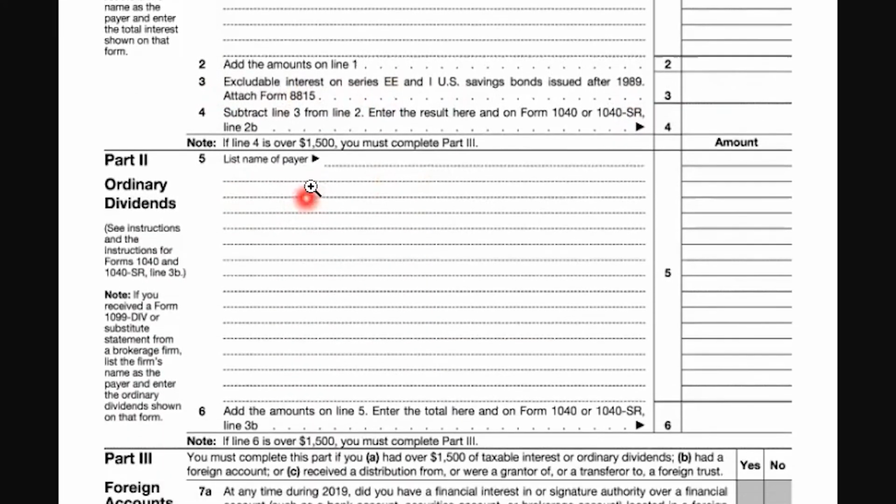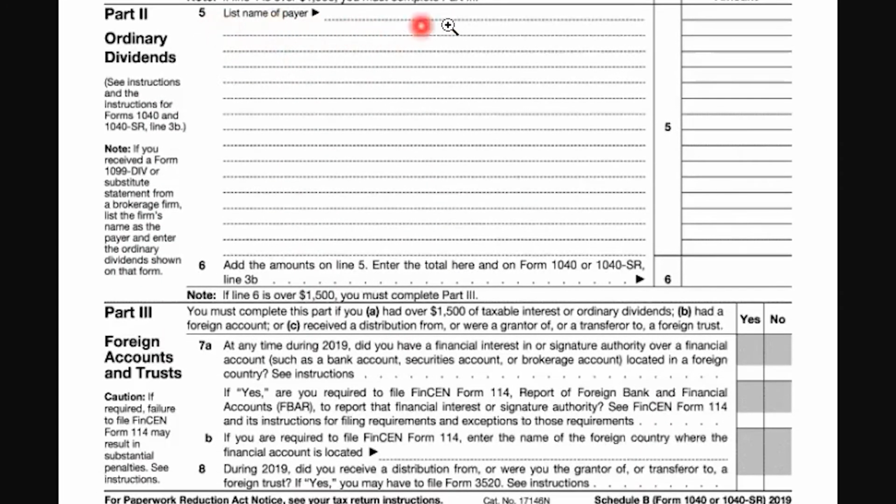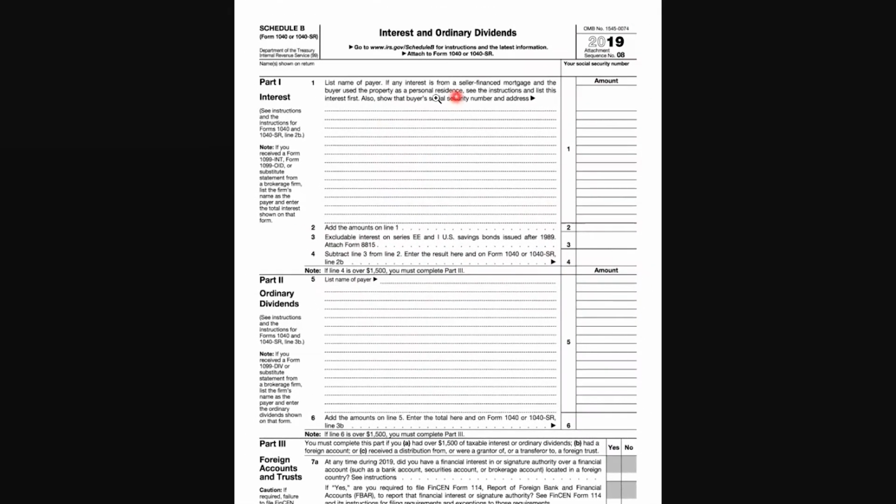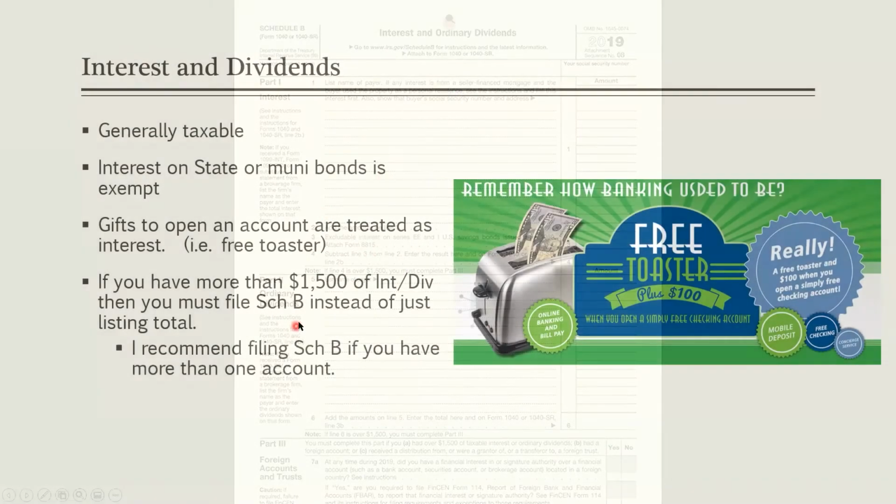And then down here, we list our dividends. Here you list what corporation paid you the dividend and how much dividends they paid you. Now, you only have to fill this form out if you have more than $1,500 of interest and dividends. There's nothing wrong with filling it out if you have less than that. A lot of people will list out the banks that paid them interest so that next year they have a good idea of who they probably should report this year. So this is your Schedule B, pretty simple form.